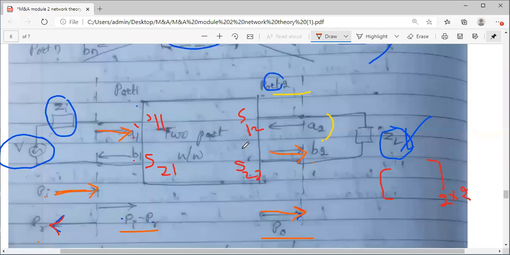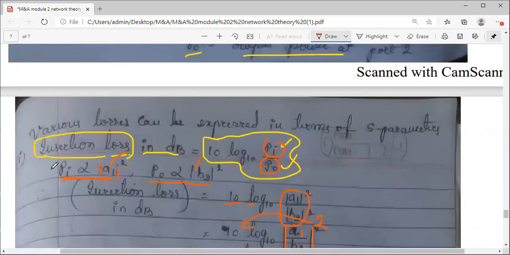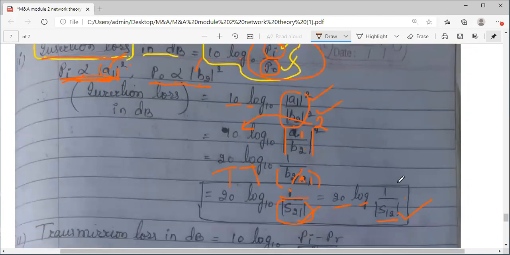So let us see. First one, we have seen the insertion loss. How do we define insertion loss? It is 10 log Pi by Po. Since we have the loss in terms of power, I have taken the proportionality concept: Pi is proportional to A1, Po is proportional to B2. If I can express these powers in terms of A's and B's, I can replace the ratio of A's and B's with any of the S parameters. So I have replaced that, and I have got the first value, that is insertion loss.